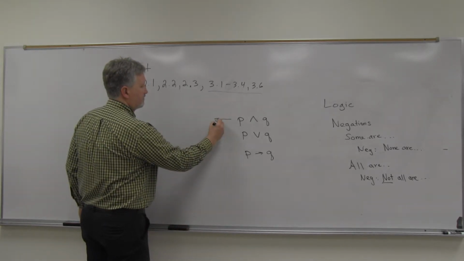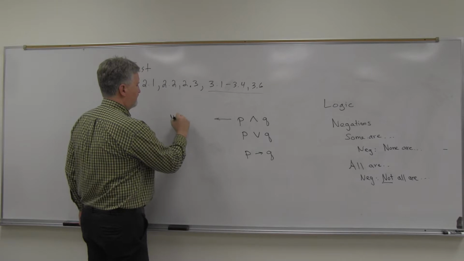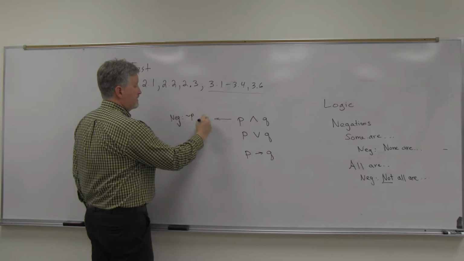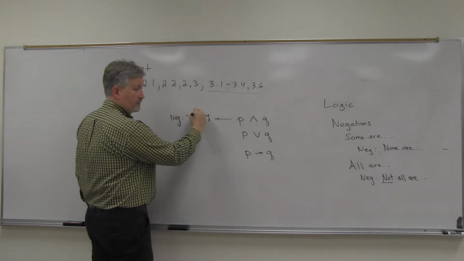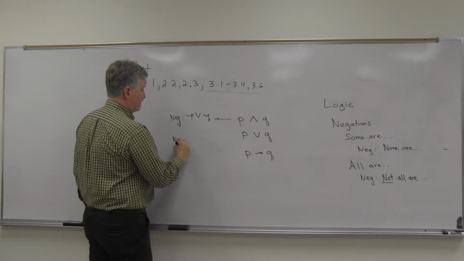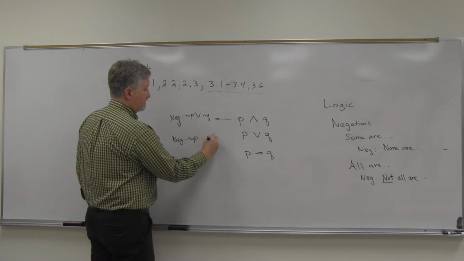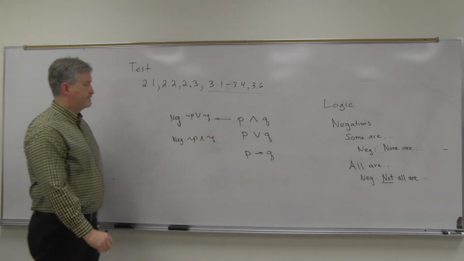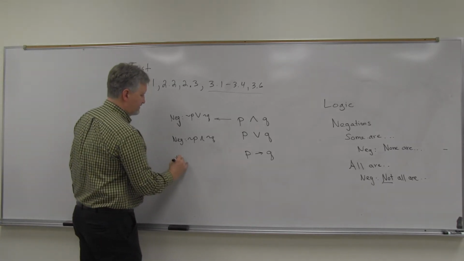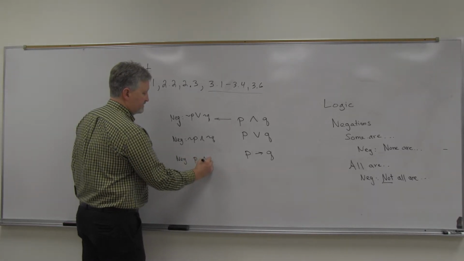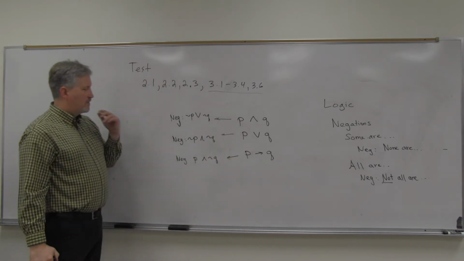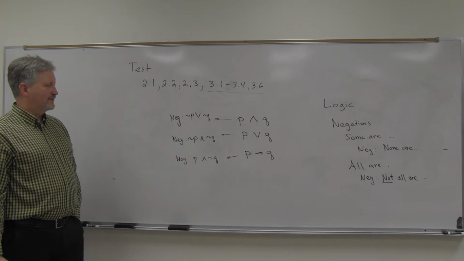Like on P and Q, the negation of P and Q, remember you do the not P, the not Q, but you change the and to or, right? That's the negation of that. The negation of P or Q is similar. You negate P, negate Q, but you change the or to and. Now this one is the trickiest. The negation of if P then Q is P and not Q. But you probably would know how to negate those as well.